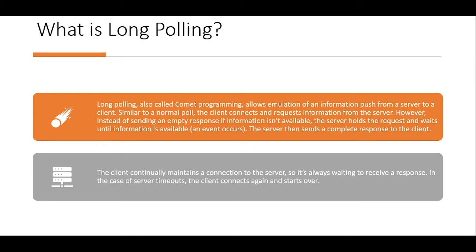Here in long polling, what happens is the client sends a request, and the server will not respond until there's information to be sent. It will not send any empty response. So that's why it is known as server push. It's not a pull. The client continually maintains a connection to the server, so it is always waiting to receive a response. In case of a server timeout, the client connects again and starts over. So through these CometD libraries, we establish a connection, and that connection is maintained. If the connection somehow times out, then it tries again and maintains the connection again.